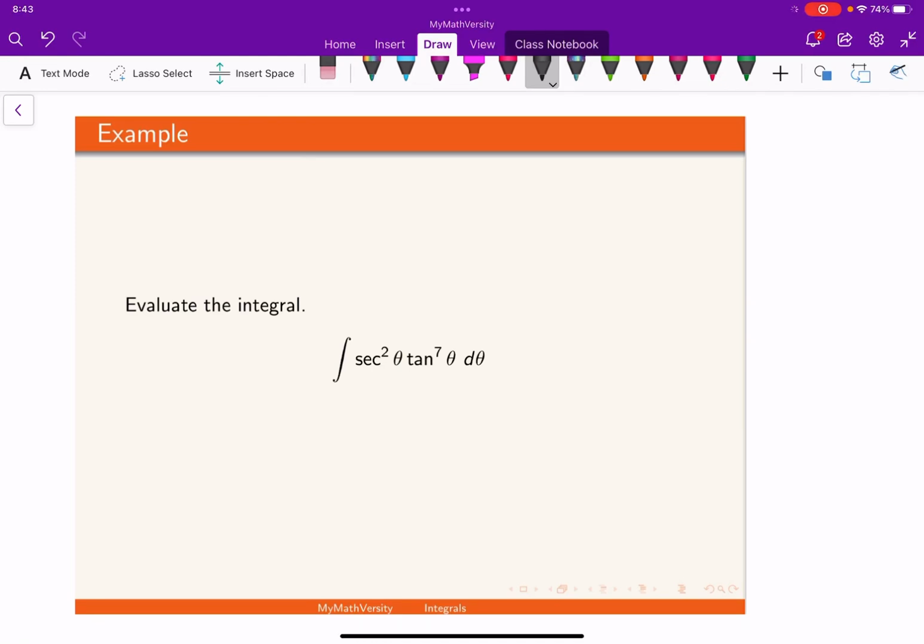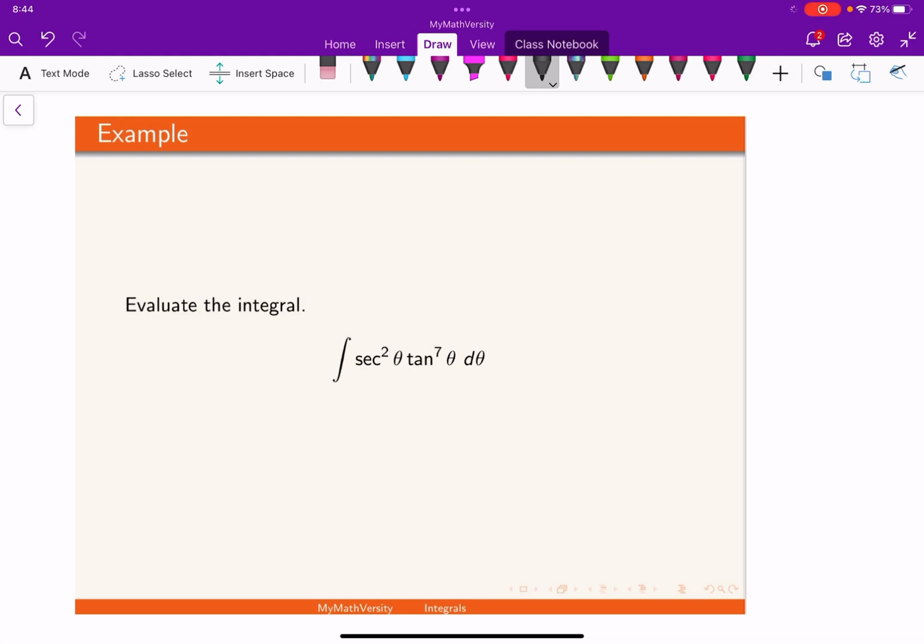In this example, we have been given a product of trigonometric functions. So we have secant squared theta times the 7th power of tangent theta in the integrand, right? Our goal is to evaluate this integral. There may be a couple of ideas we can use, and one of them we want to apply here is the substitution rule.